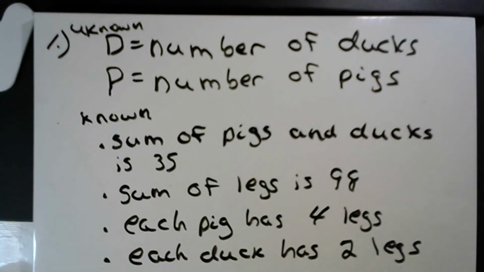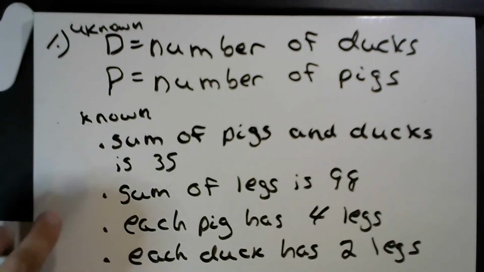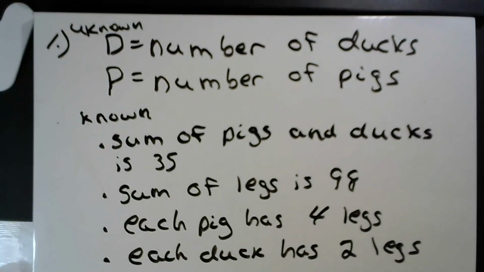So what can we make of this? Well, what we can do is we can take this: the sum of legs is 98. We know the sum of pigs and ducks is 35. So what we can do is this.